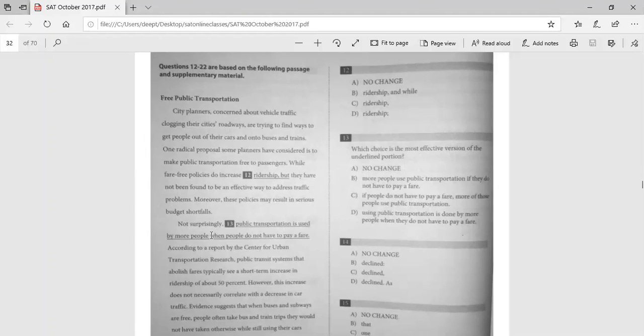Here I meant that of everybody, if I'm telling you don't pay the fare, you will want to travel free by public transportation. Yes. So if I look at this one, more people use public transportation if they don't have to pay the fare. So what is surprising? Surprising is that more people will use. Surprising is nothing about public transportation. Surprising is nothing about anything else but more people. And that's why B is the correct answer.